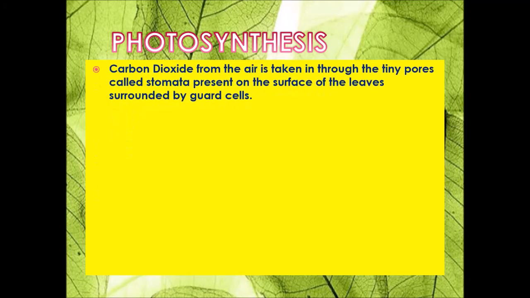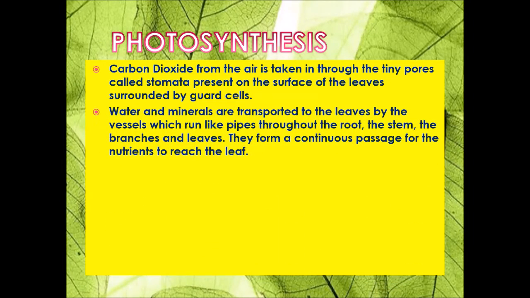Let's understand the term photosynthesis in detail. Leaves are the food factories of plants. Therefore, all the raw materials must reach the leaf. Water and minerals present in the soil are absorbed by the roots and transported to the leaves. Carbon dioxide from the air is taken in through the tiny pores present on the surface of the leaves. These pores are surrounded by guard cells. Such pores are called stomata. So the leaves have small pores, like for breathing. They breathe in and breathe out through these pores.